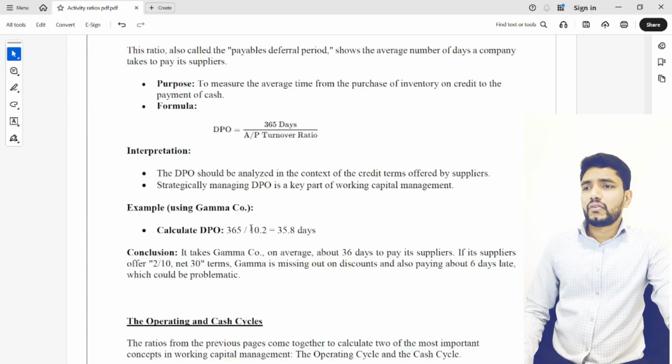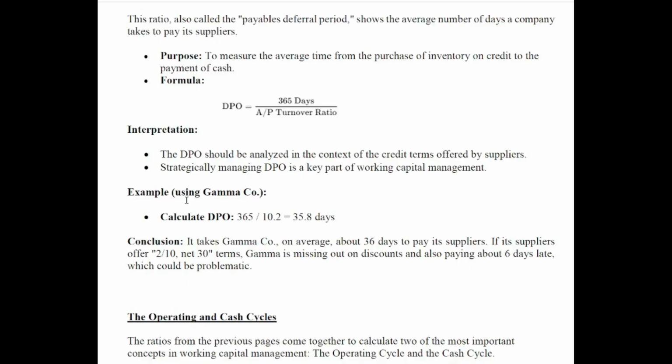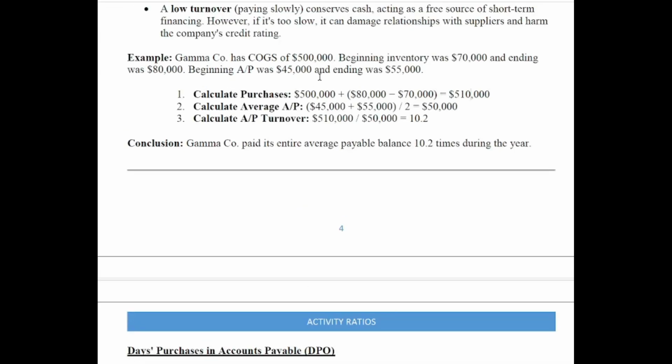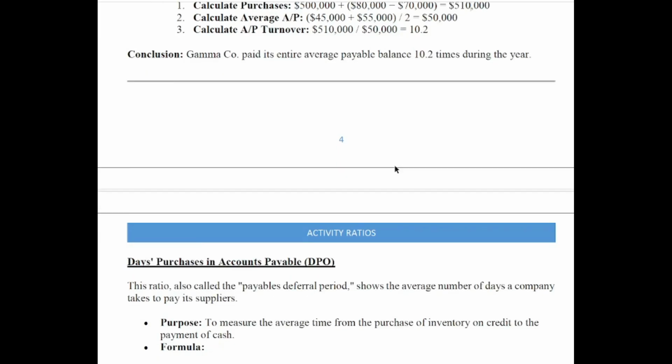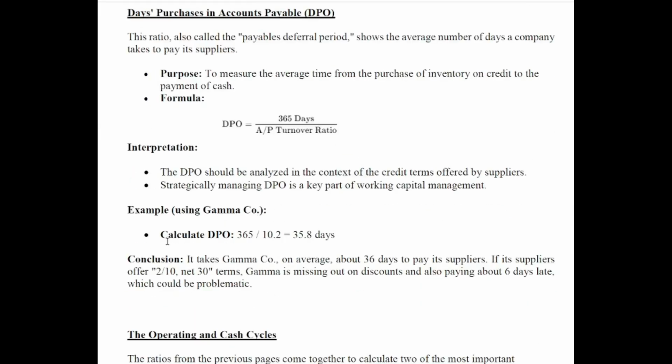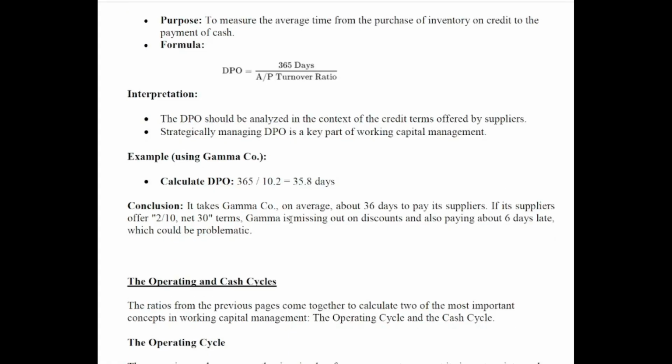So we'll move into a case. In the same previous example, we discussed the AP turnover ratio is 10.2 times. We are just converting that ratio into number of days. That means 365 days divided by 10.2, that means 35.8 days. How can we interpret this 35.8 days? This company is taking an average of 36 days to pay its suppliers.